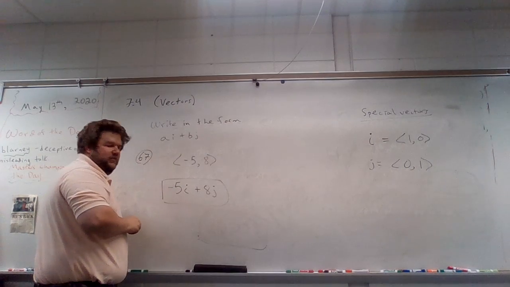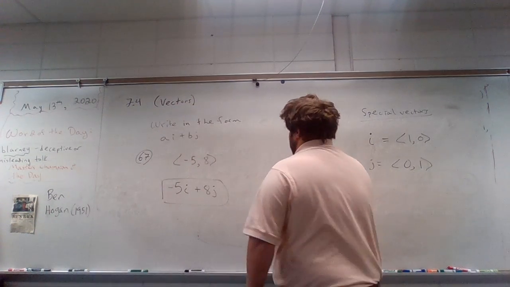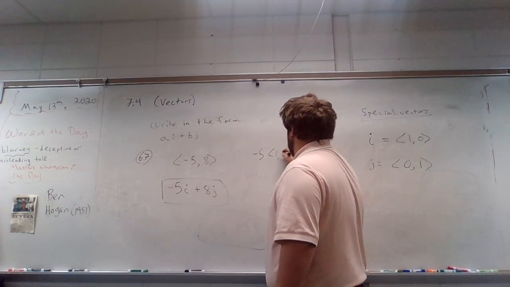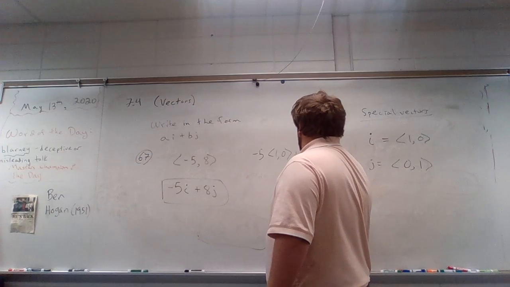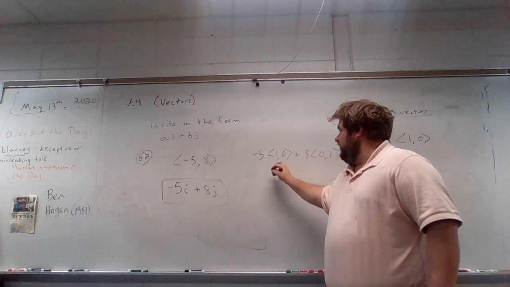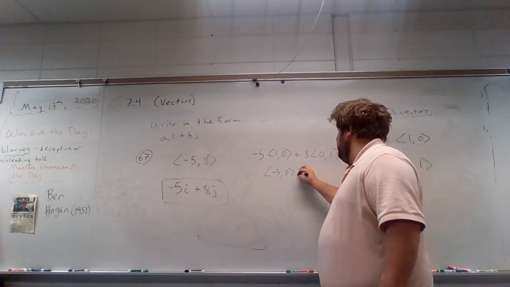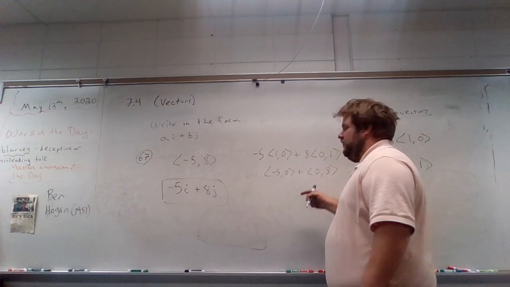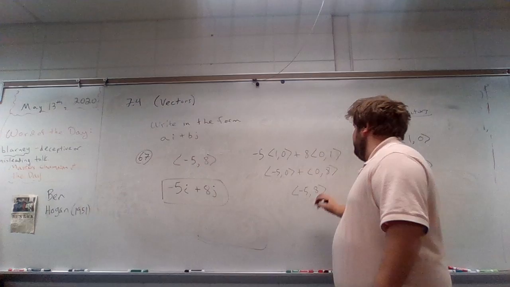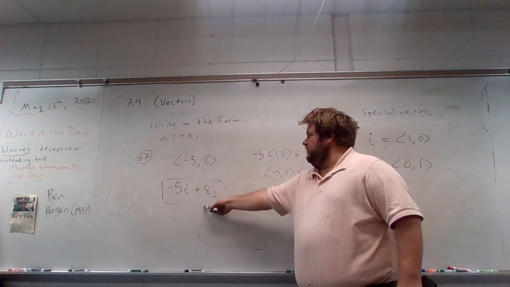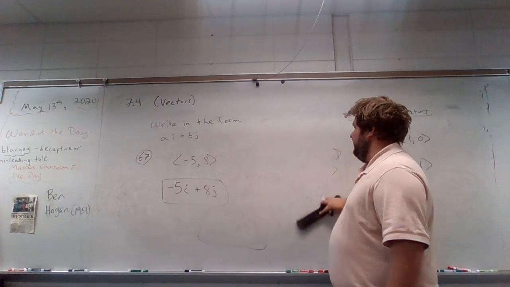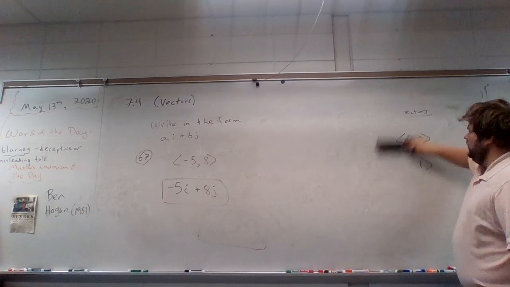Why is that correct? Well, this is really -5 times i, where i is the vector 1, 0, and j is the vector 0, 1. So what I'm doing is breaking this up into really its x and y components here, because this is really -5, 0 plus 0, 8, right? And if I add those two, -5 and 0 is -5, 0 and 8 is 8. So I can break up any position vector into this form. So like our -5, 8 would be -5i plus 8j in terms of our unit vectors here.